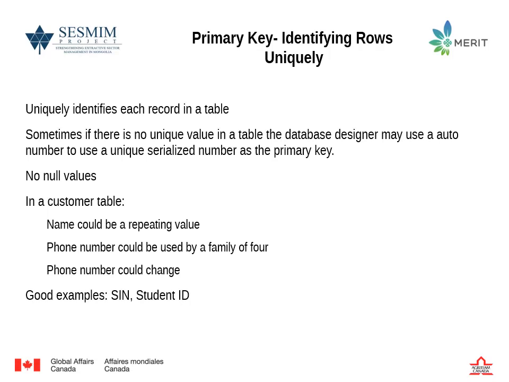So what makes a good primary key is a unique combination of letters and numbers that you would never find anywhere else, like a SIN or a student ID number. These are things that are designed to be different for everybody. Another thing is they should have no null values. That probably goes without saying. And sometimes a database designer may use an auto number to give unique serialized numbers as the primary key. So every time a new record is added, a new primary key is automatically generated.